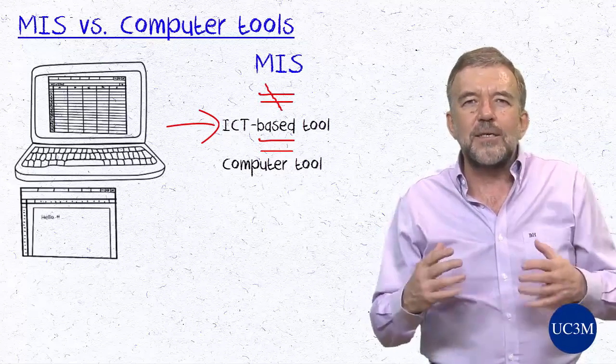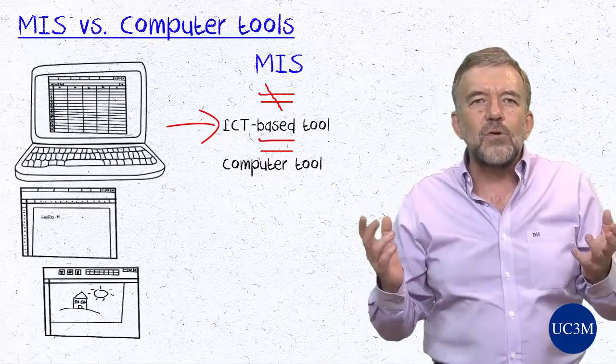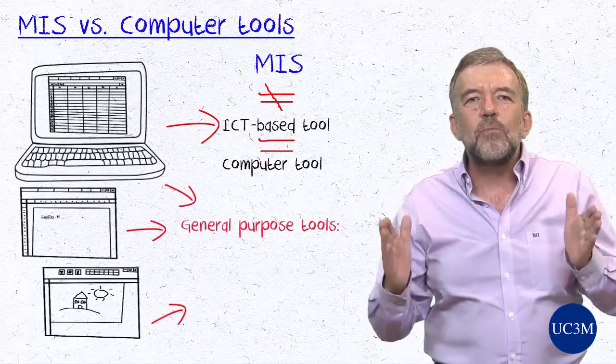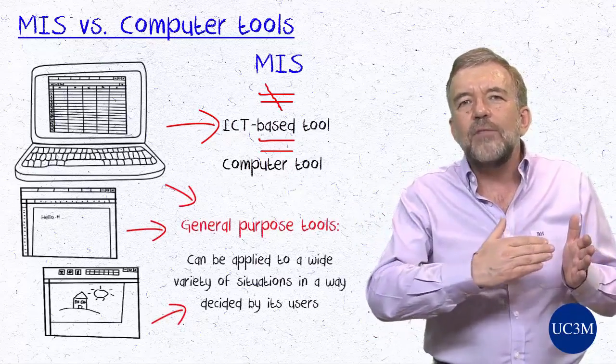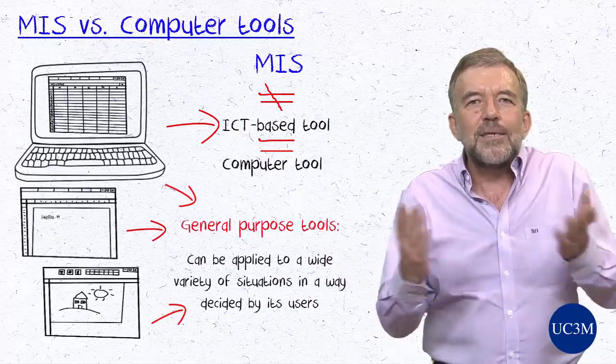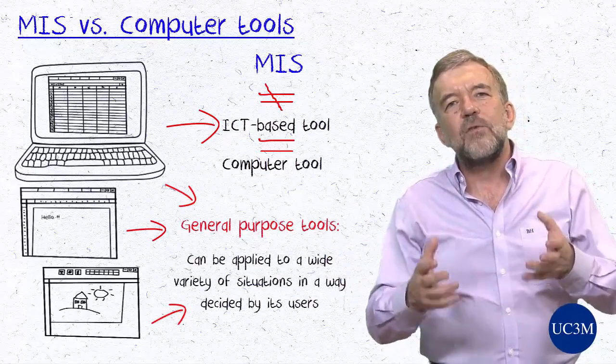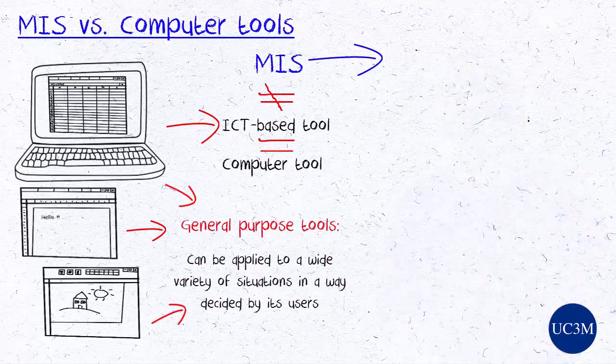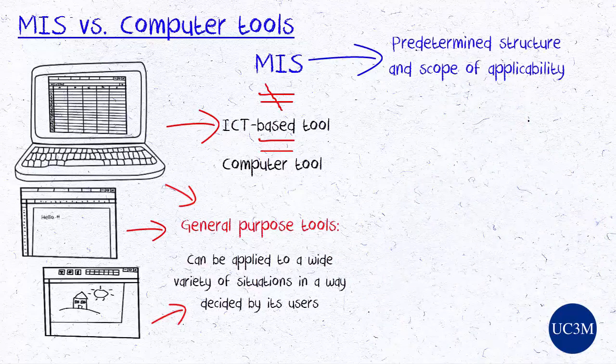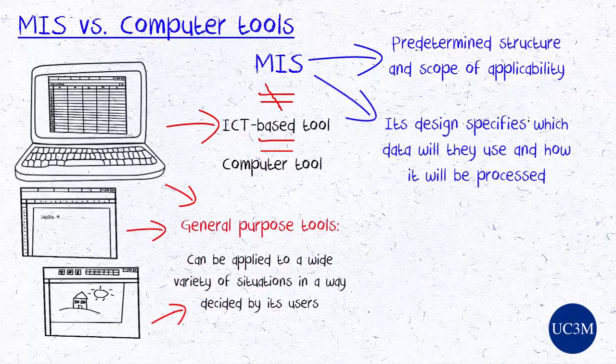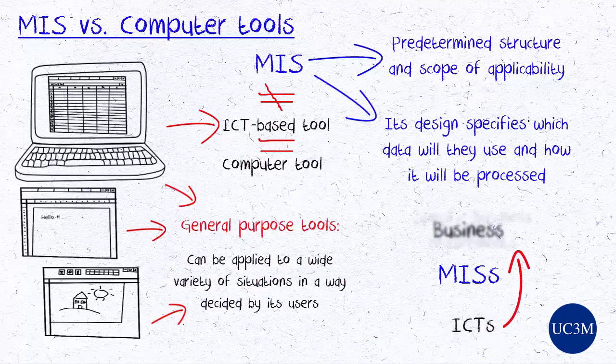Word processors, spreadsheets, drawing applications, and countless others are examples of general-purpose tools that can be applied to a wide variety of situations in a way decided by its user. Management information systems, however, have a predetermined structure and scope of applicability. Their design specifies which data they will utilize and how it will be processed. Management information systems lie at the frontier between information and communication technologies and business. They represent the application of ICT-based solutions to specific business requirements.